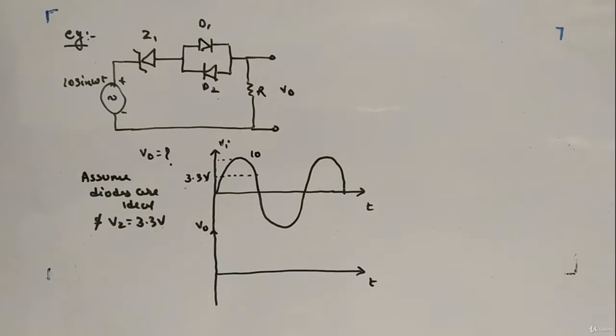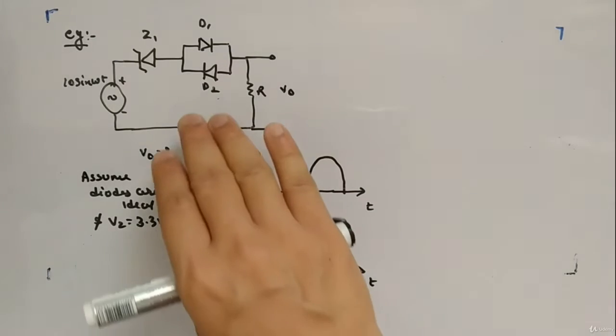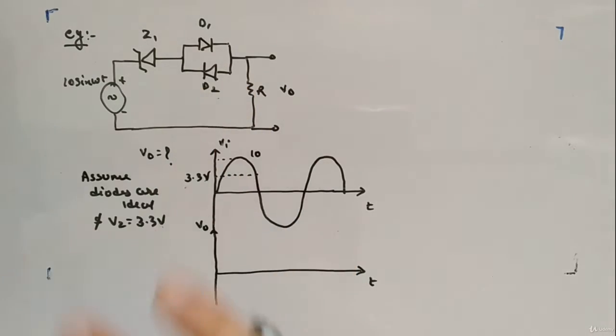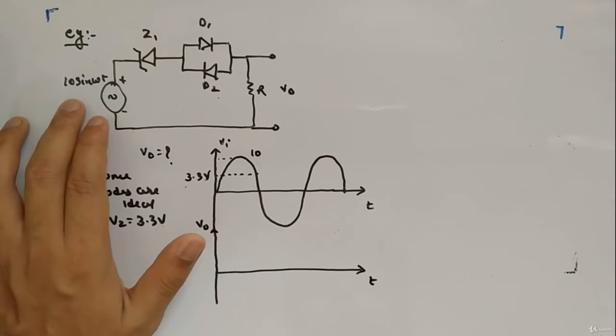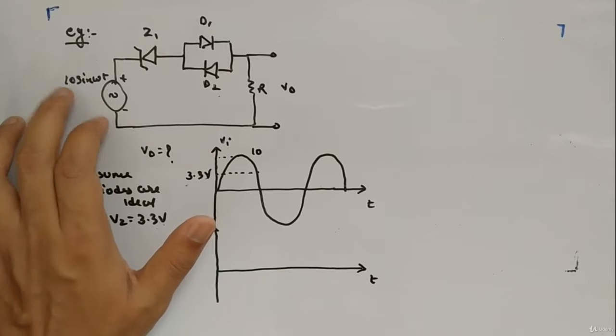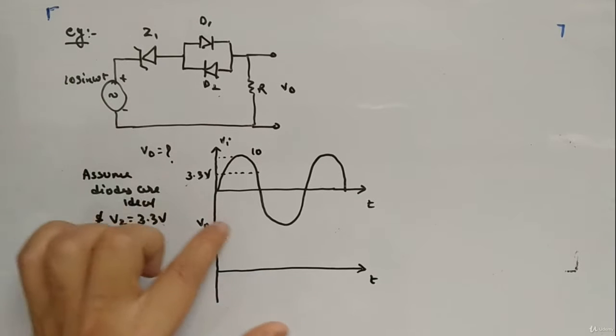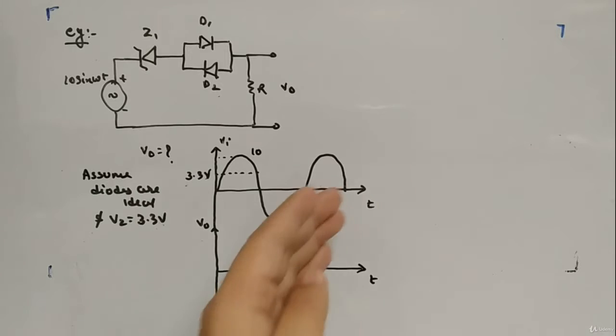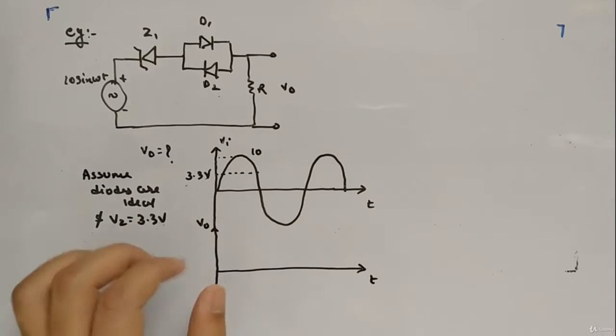Okay, let's look at circuits which consist of diodes, normal diodes, as well as Zener diode. How will you solve these kind of circuits? That's what we'll see. Let's say you are applying an input of 10 sin omega t, a sinusoidal input, amplitude is 10, which will look like this, and it will go on and on.